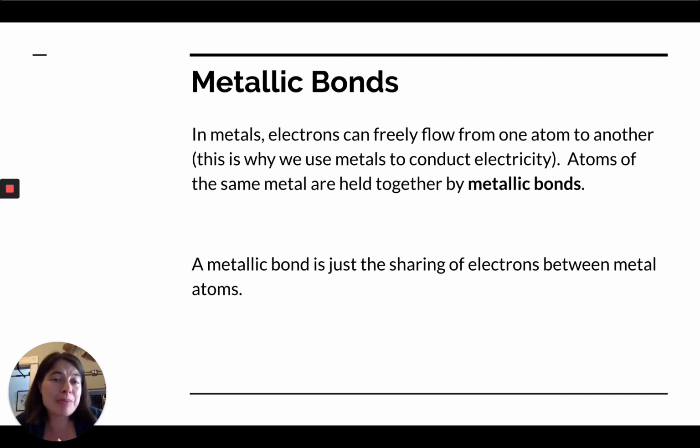So one thing I want to be really clear about with bonds is bonds are all about what the valence electrons are doing. So we've talked about ionic bonds already, and in ionic bonds, you either gain or lose valence electrons in order to form an ion, and then ions with different charges can be attracted to each other like magnets.